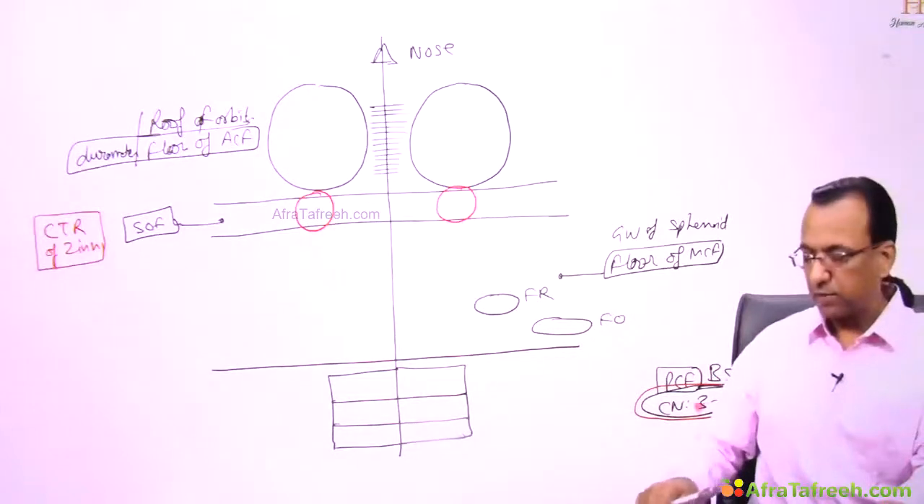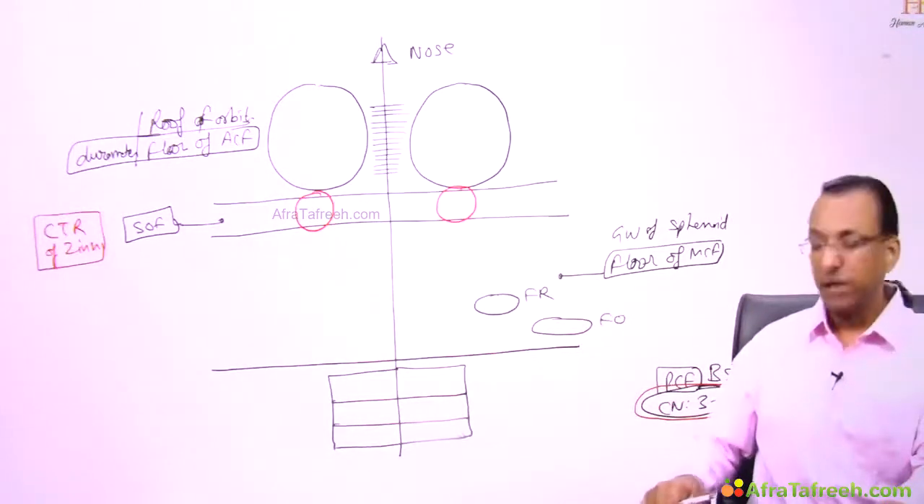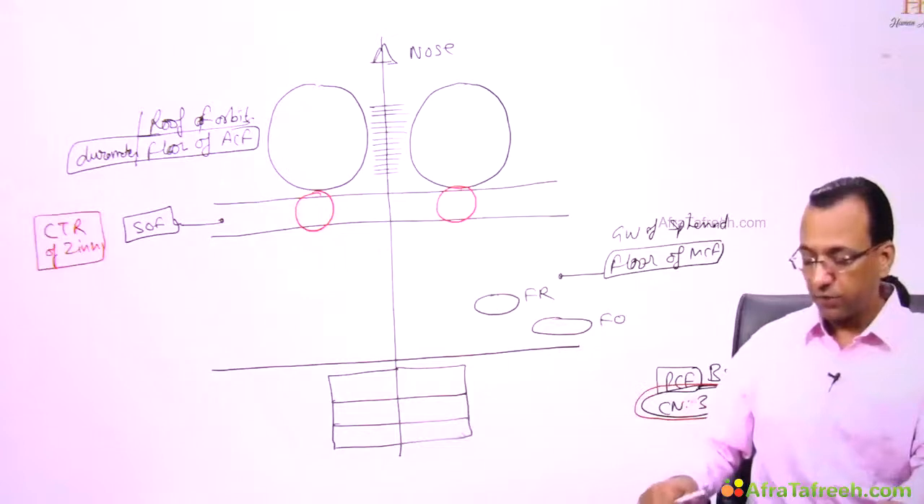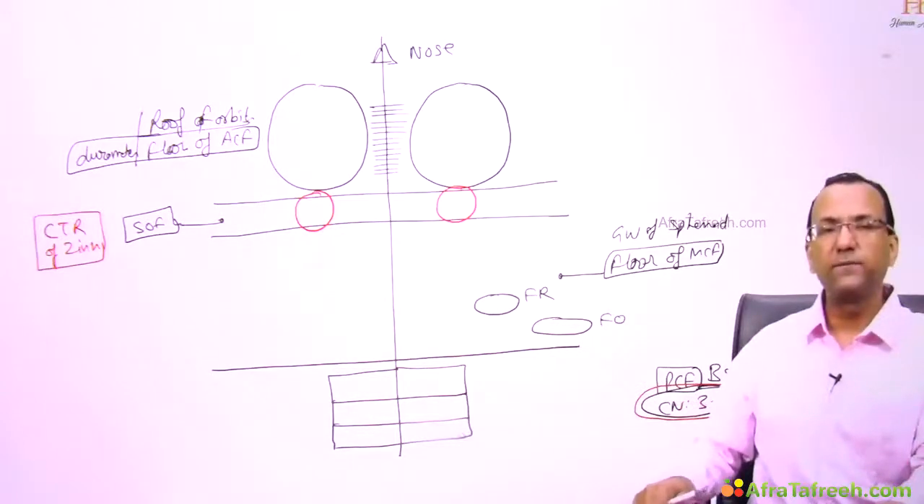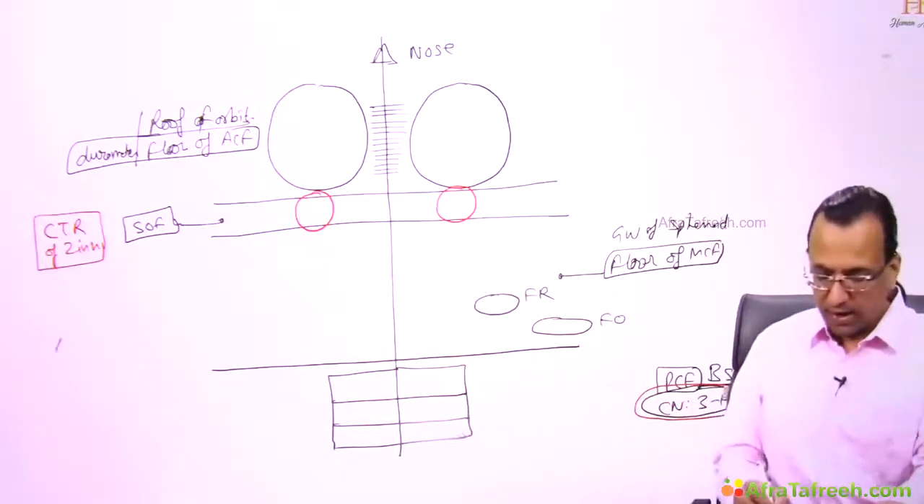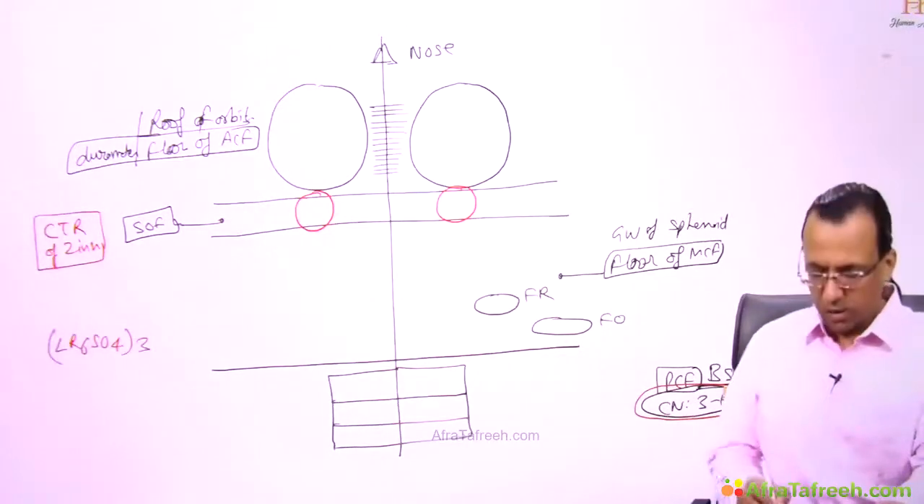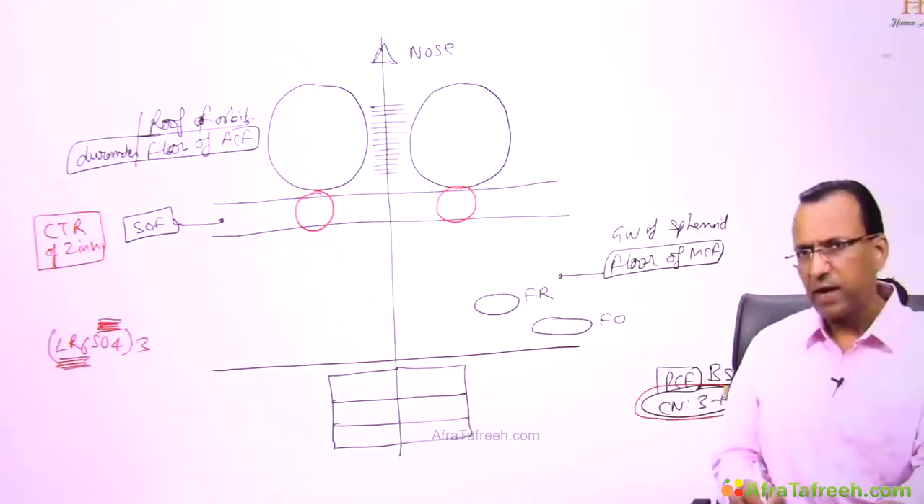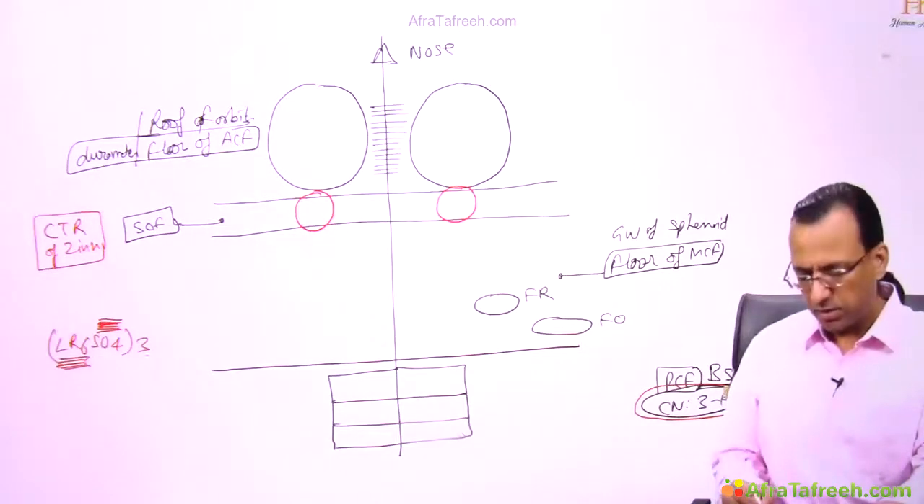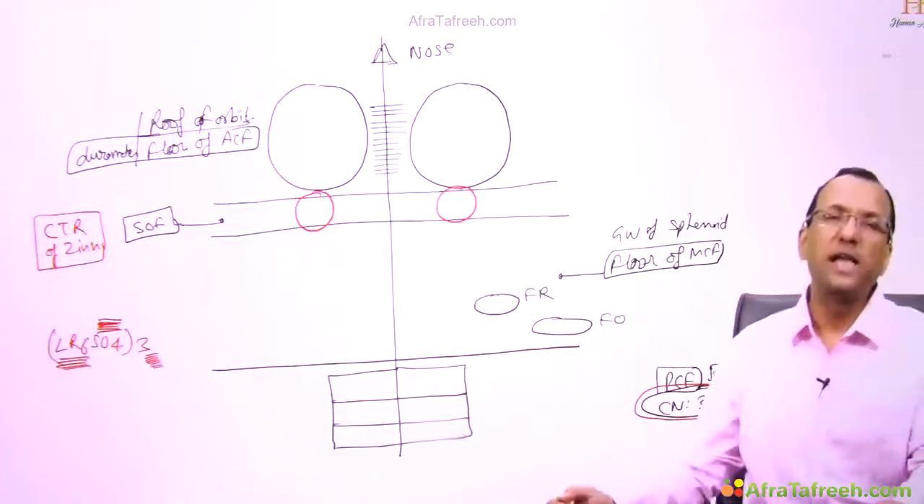That's why cranial nerves 3 to 12 are present in the posterior cranial fossa. Now let us follow some of them. Which one? The formula LR6SO4 remainder 3. What is this formula? Lateral rectus is supplied by the 6th nerve, superior oblique by the 4th nerve, and the remaining eyeball muscles supplied by the 3rd nerve. This is the formula of the eyeball skeletal muscle.